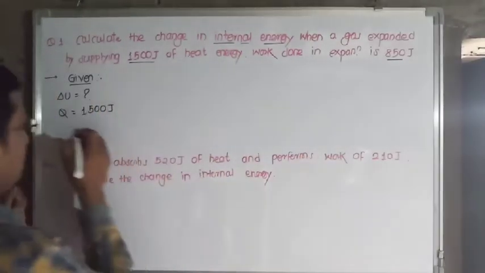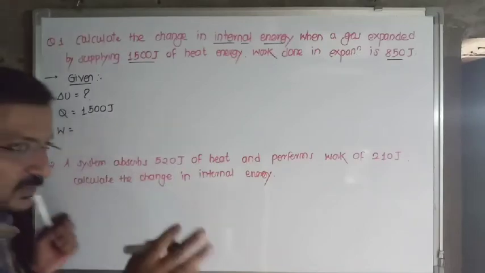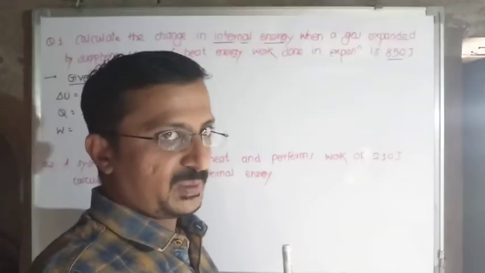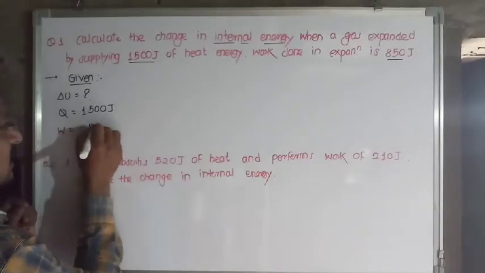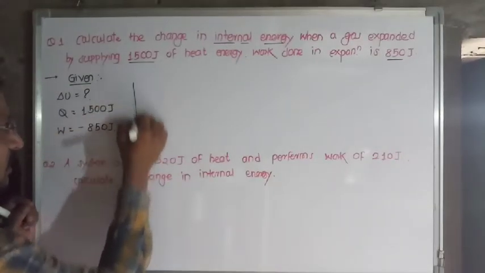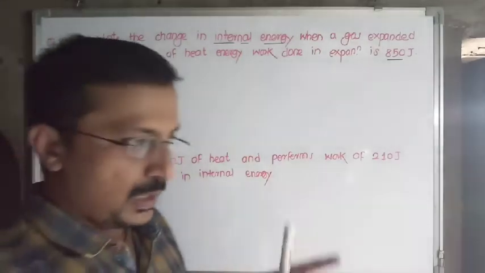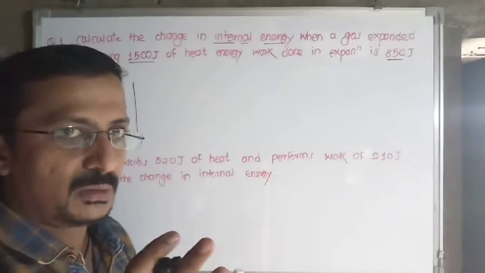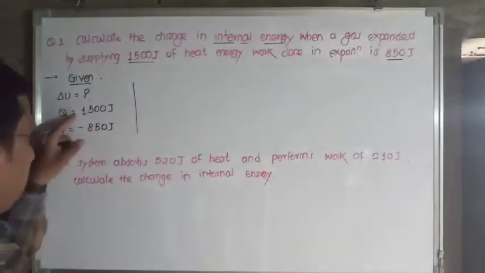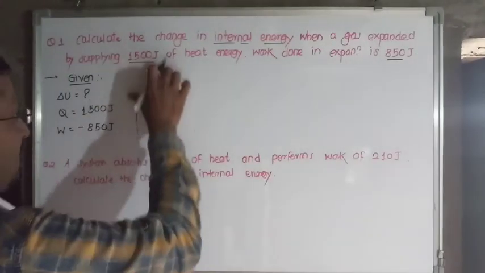Work done in expansion. Work of expansion is negative. So W is found to be minus 850 joules. Remember well, in solving such examples, be particular with the sign. Signs are very important here.